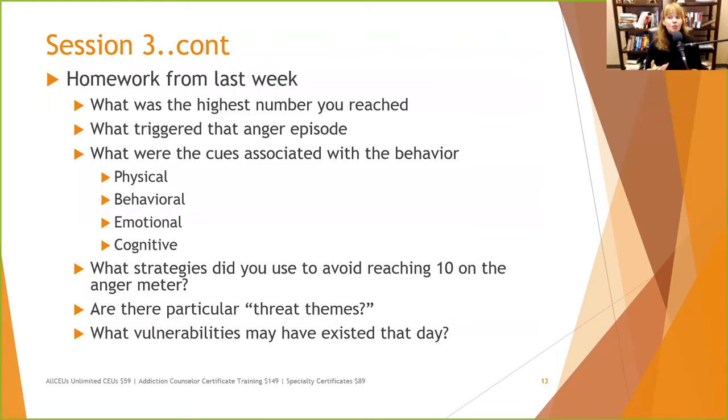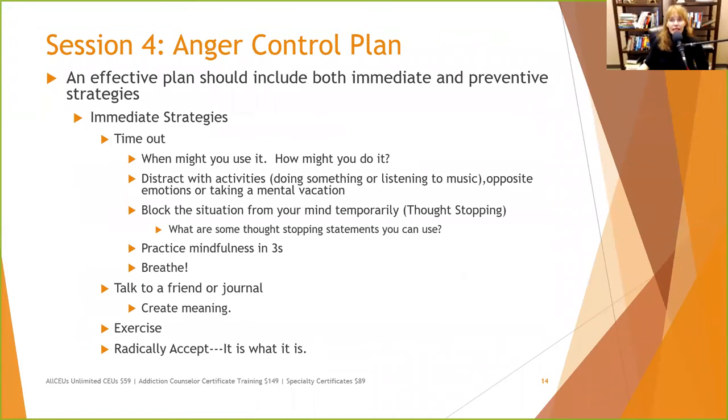What strategies did you use to avoid reaching 10 on the anger meter? And actually my anger meter's 4, so I need to change that. But for people, what strategies did you use so you didn't explode? Are there particular threat themes, those sensitive areas that you notice, like rejection or isolation? And what vulnerabilities may have existed that day that may have predisposed you to getting that angry? So having people become more aware of the precipitants as well as the triggers and the aftermath. An effective anger control plan is the next step.